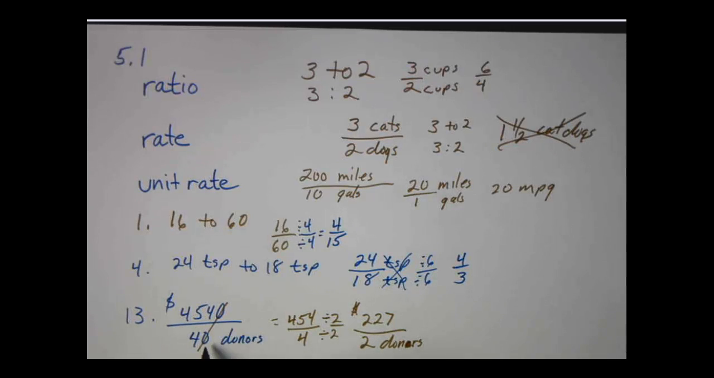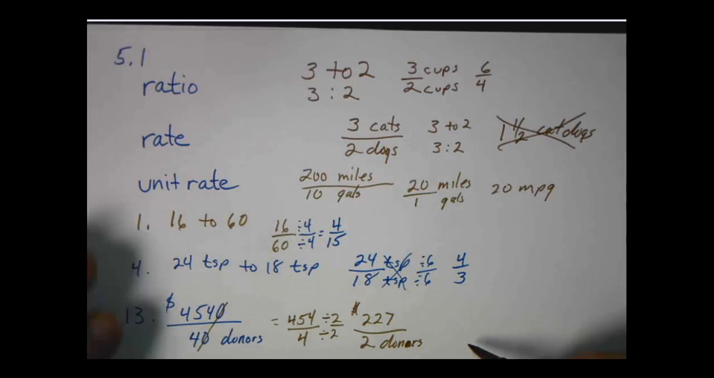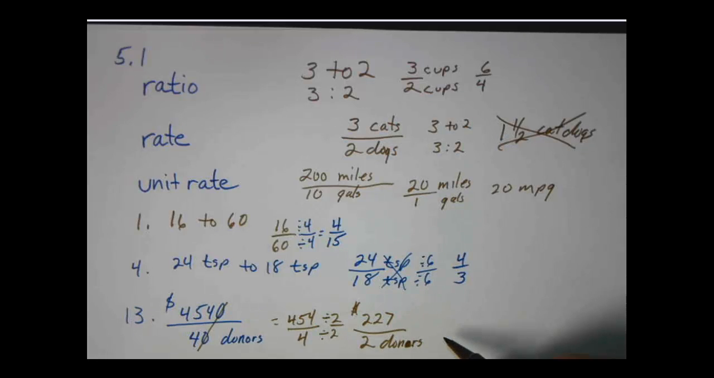So if this was my grand total and I'm dividing it down, so I would have an average then of $227 to every 2 donors. I don't need to go to 1. I'm not asked for a unit rate yet. I'm just asked for a rate. Okay, let's do one more of those.